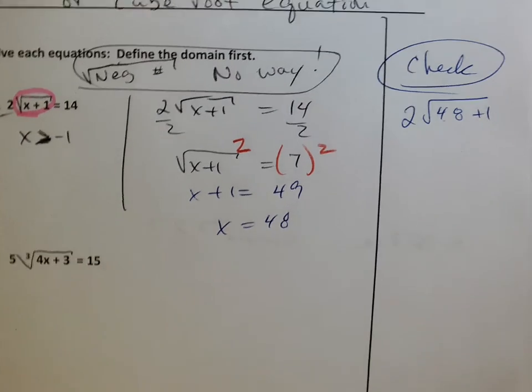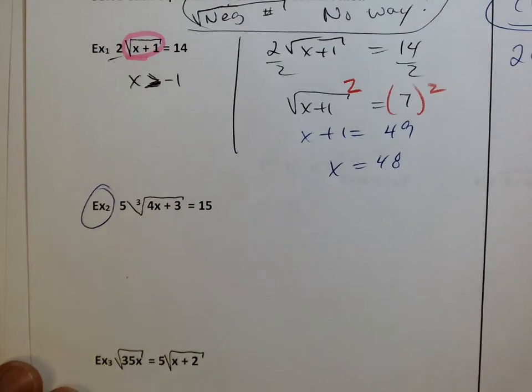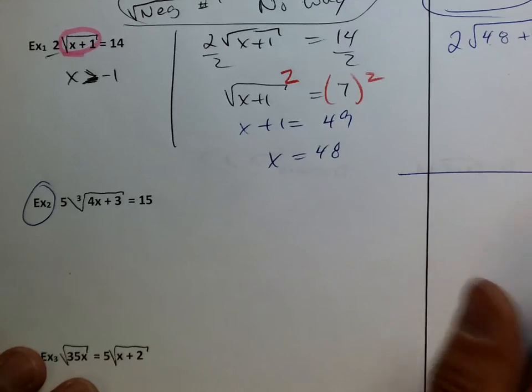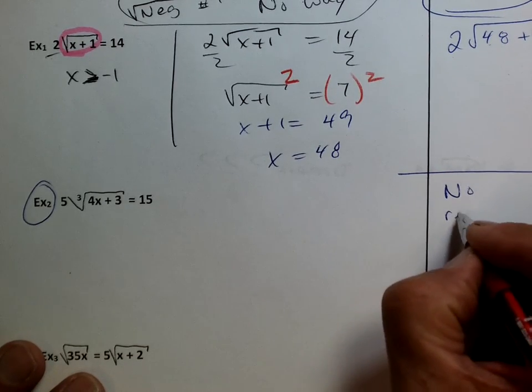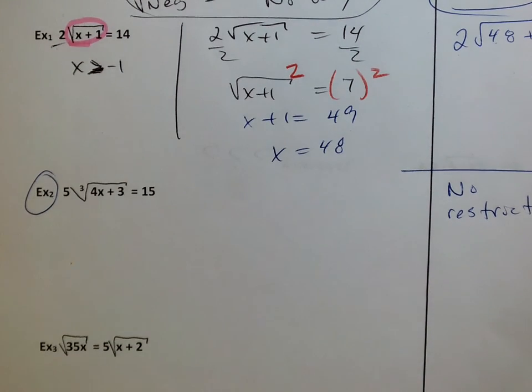All right. Example 2. We learned yesterday that cube roots can be positive or negative, right? So, for example 2, there's no restrictions on a cube root. Cube roots can be positive. Remember our graphs yesterday? Cube roots had negatives and they had positives, right? So there's no restrictions, so we're just going to solve this.